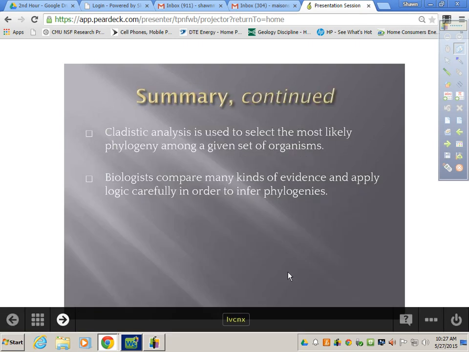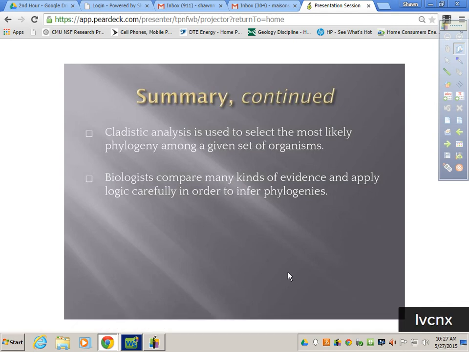In cladistics, using those clades or those outgroups is used to select the most likely phylogeny among a given set of organisms, and we compare many kinds of evidence, including genetics, and apply logic carefully in order to infer phylogenies, always using the principle of parsimony.